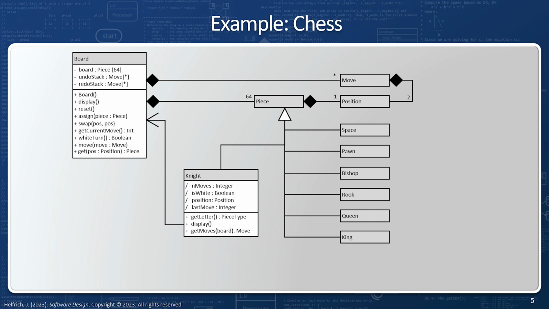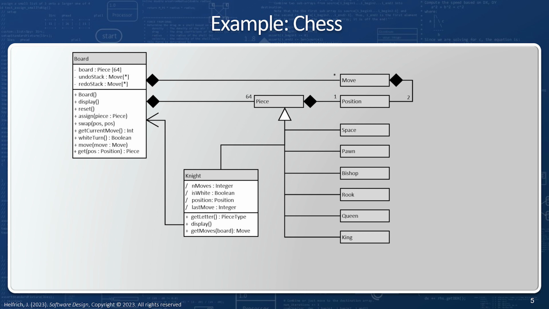Here I have the game of chess, and the chess is going to have 64 pieces. Each piece can be a space, a pawn, a bishop, a rook, a knight, or a queen. And of course, the board is going to have a plethora of different functions that allow me to modify the board and move positions on the board and stuff like that.